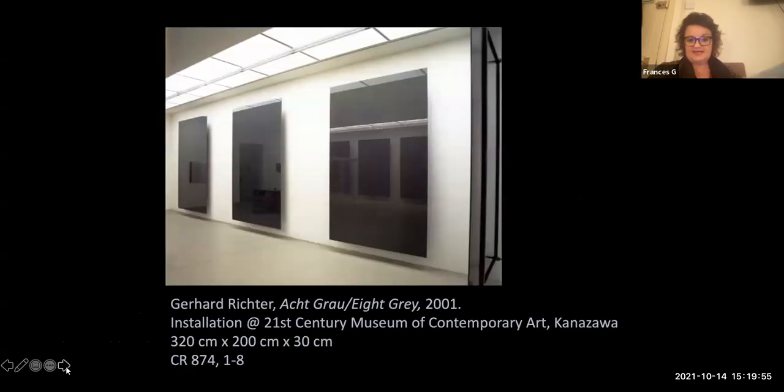So let's have a look at 8 Grey, Acht Grau. Okay. So there are obviously 8 of these mirrored panels. So it's a single work, 8 Grey, first made in 2001 for the 21st Century Museum of Contemporary Art in Kanazawa in Japan, and duplicated in 2002 for the Deutsche Guggenheim in Berlin, with much larger dimensions. In 8 Grey, paint, support, frame, and vitrine become indistinguishable.